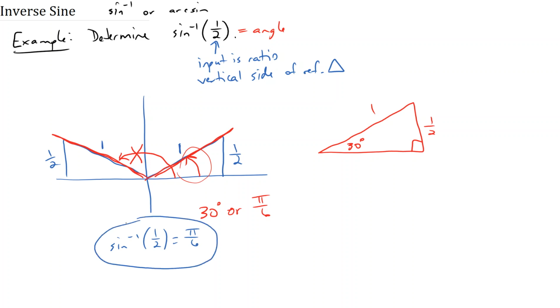And the standard here with inverse trig functions is to output radians, not degrees. We'd like our outputs not to have a unit on them, and so we typically use radians. Okay, so if you type sine inverse of 1/2 into your calculator, in radians mode you should get pi/6. Let's do another example.